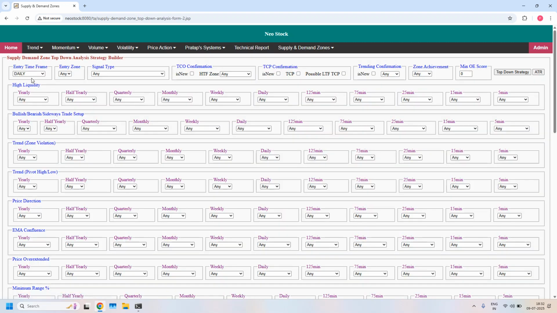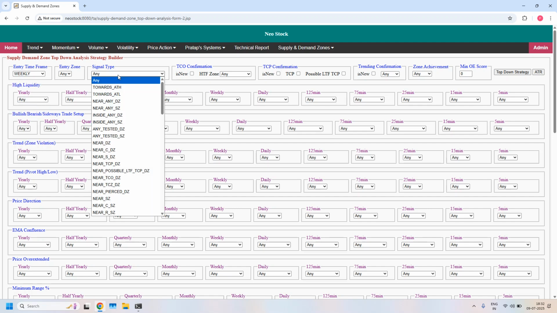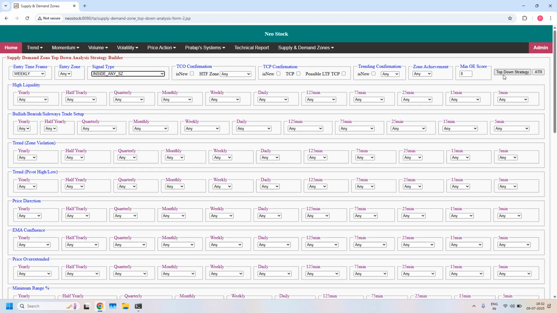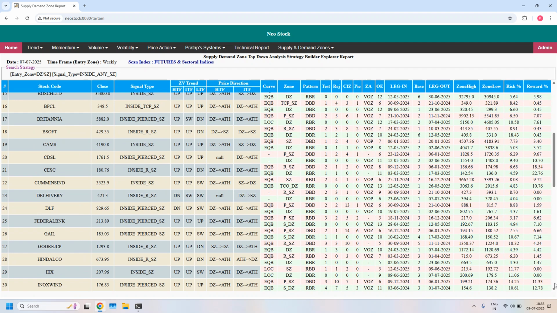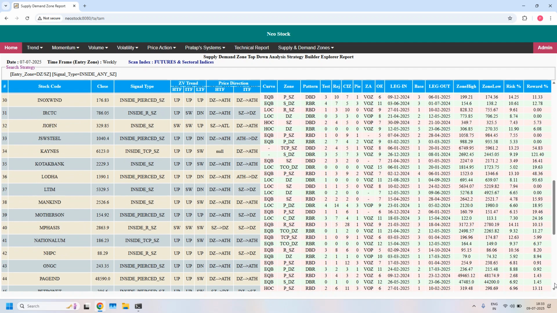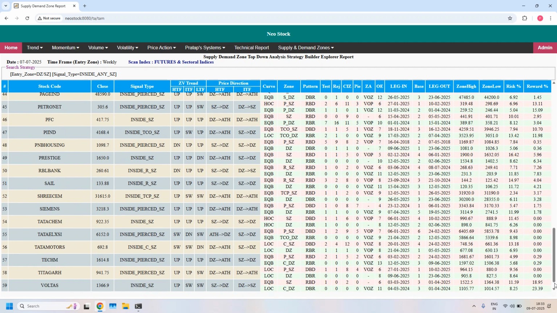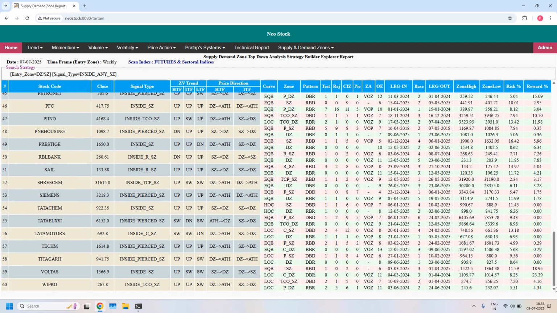price closed inside the weekly supply zones. We got a big list. First 15 stocks in the list. Scrolling the list down. Total 60 stocks are filtered.